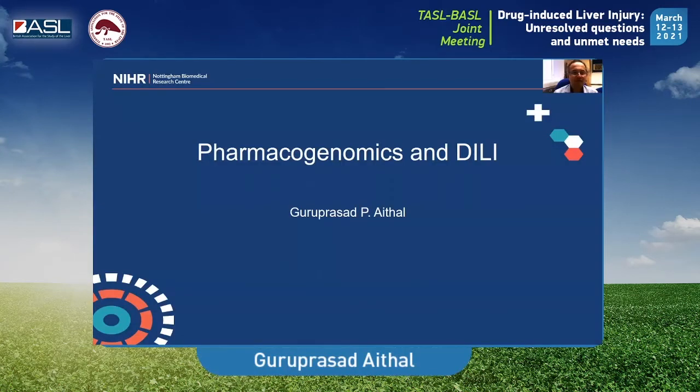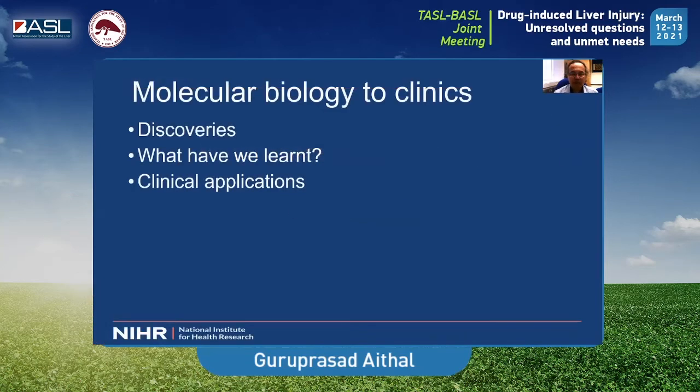Good morning. Pharmacogenomics is the study of how genes influence a person's response to drugs. It can be both beneficial effects as well as adverse effects. We'll be talking about drug-induced liver injury today. My talk will cover the discoveries, what we have learned from them, and the clinical application.